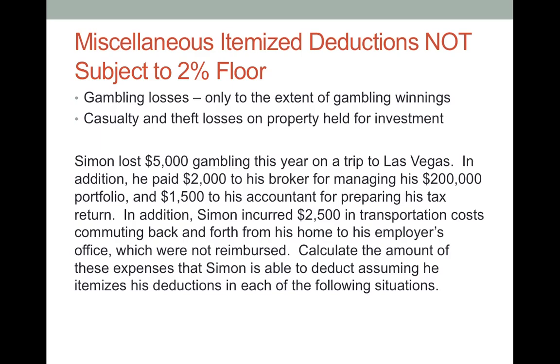So one more example. Simon lost $5,000 gambling this year in Vegas. In addition, he paid $2,000 to his broker for managing his portfolio. He paid $1,500 to his accountant to prepare his tax return. He paid $2,500 in commuting expenses, and we need to figure out how much Simon can deduct as an itemized deduction.